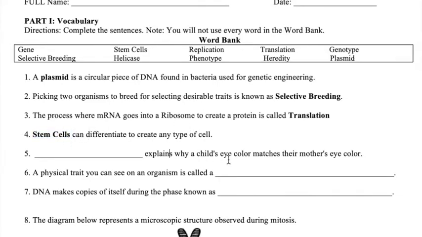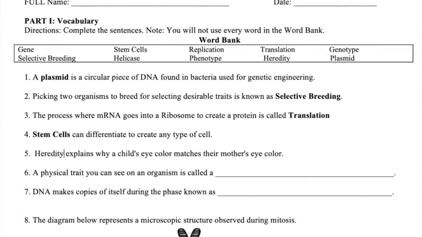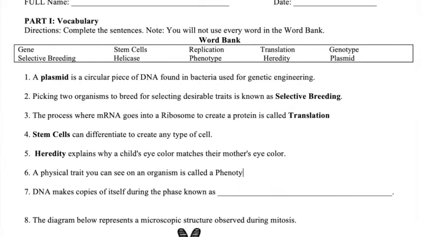Blank explains why a child's eye color matches their mother's eye color. So that was heredity. A physical trait you can see on an organism is called a what? A physical trait. Well, that's called a phenotype. Again, I wouldn't worry about that word. It's not important. DNA makes copies of itself during the phase known as replication.